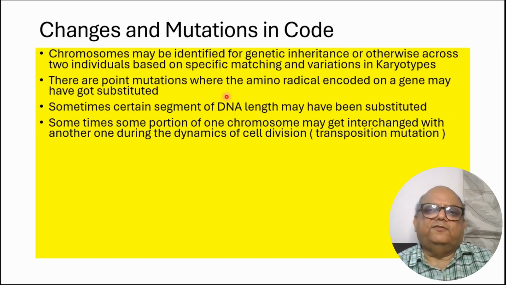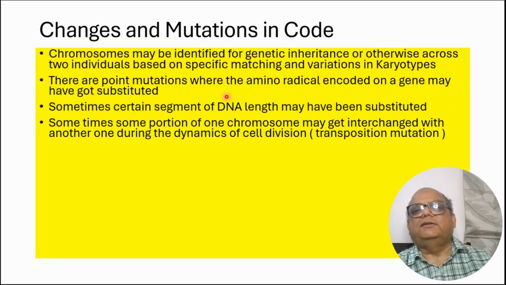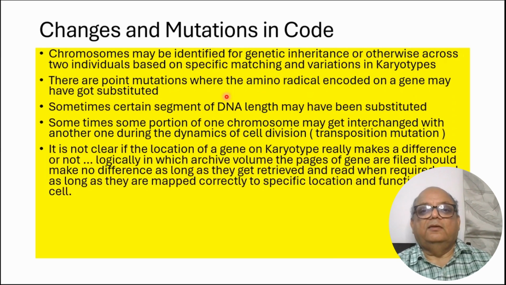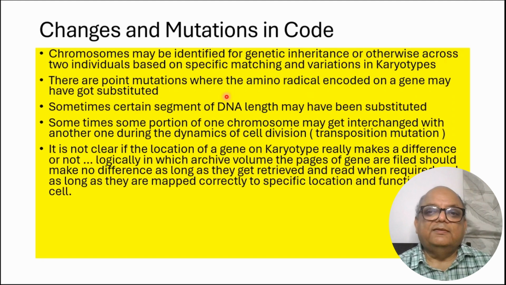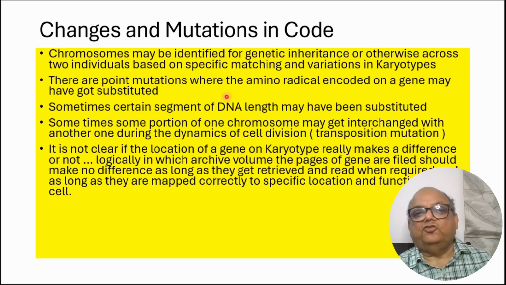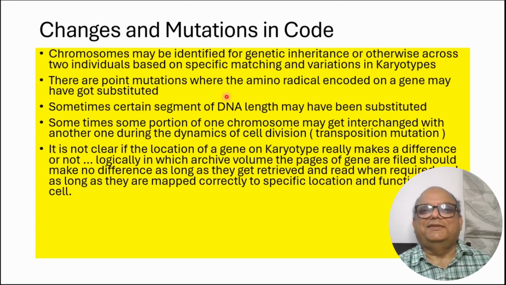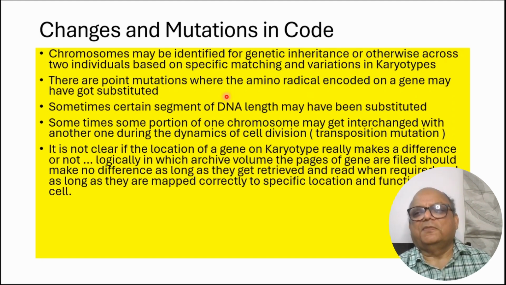It is not clear if the location of a gene on the karyotype really makes a difference or not. Logically, in which archive volume the pages of a gene are filed should not make any difference as long as they are retrieved and read when required and they are correlated and mapped correctly to the specific location and function of the cell. So if it gets shifted lock, stock, and barrel, probably it may not make any difference. But if the bookmarks do not shift and only the gene shifts, probably yes, we have problems. Okay. So it is both yes and no.